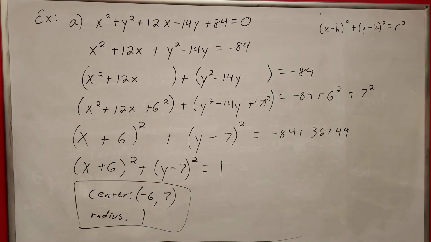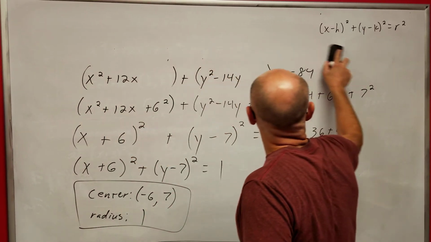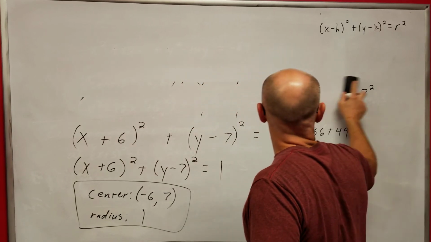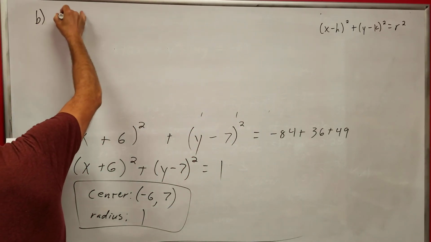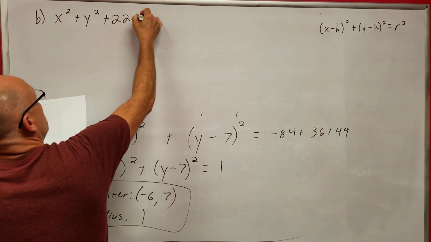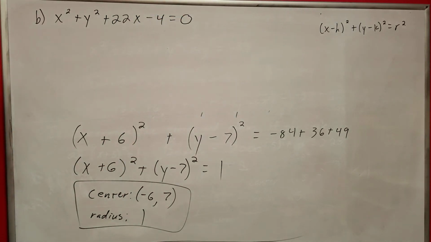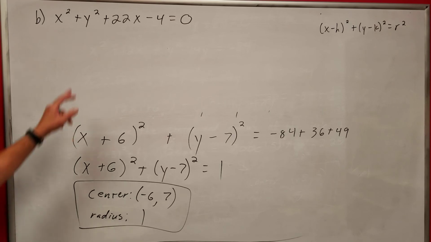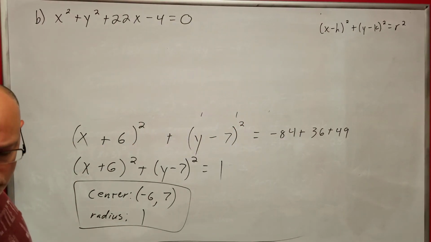Well, let's do one more of these and make sure we got it down, okay? And that's part B in our notes. Part B says, okay, here's a circle. Find the center and the radius of your circle. And for part B, they're giving us x squared plus y squared plus 22x minus 4 is equal to 0. So if I want to find the center and the radius of this, I want to put it in standard form of the equation of a circle.